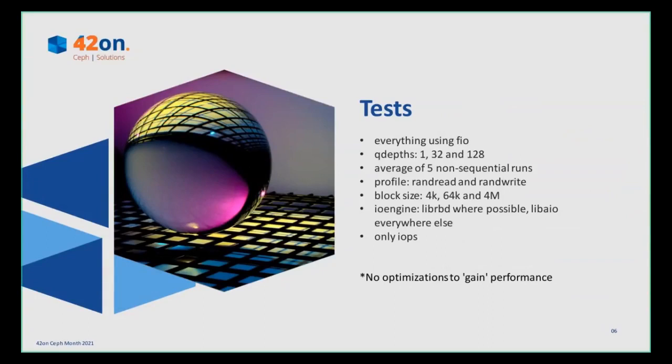The runs were non-sequential, so we did one run for each of the scenarios and then the second run for each of the scenarios, so they are not consecutive. We did a random read, random write profile. Block sizes are 4K, 64K, 4 MB, and the IO engines, like I said before. And we are only looking at IOPS right now, just because it's a handy number that is easily compared. We try to avoid any optimizations or any caches, so it's all direct, and we try to test the actual client performance and not the local caching of the clients.